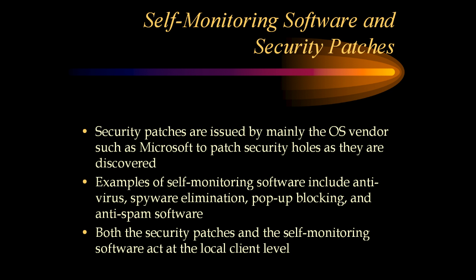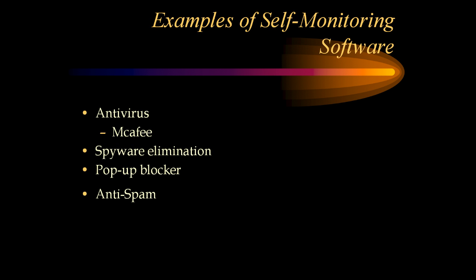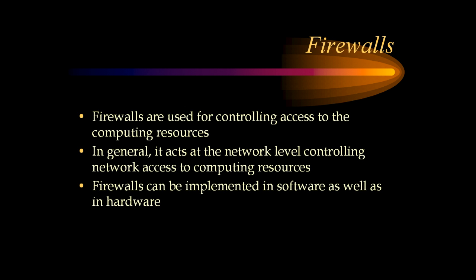Security patches are issued mainly by the operating system vendor. Okay, Microsoft is a good example. And examples of self-monitoring software include antivirus, AVG is a good example, spyware elimination, advanced system care, pop-up blocking, and anti-spam software. And other examples of self-monitoring software include McAfee, pop-up blocker, anti-spam. Firewalls, which are distinct from virus and antivirus software, okay, are used for controlling access to the computing resources.